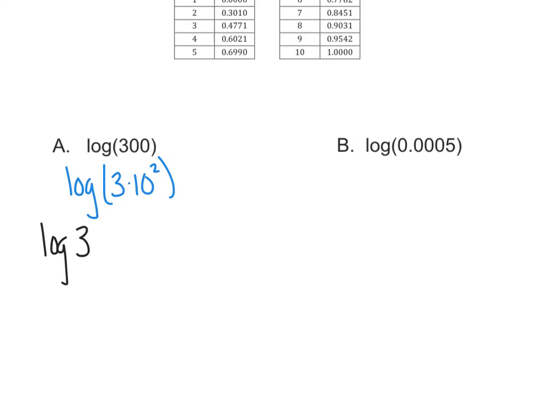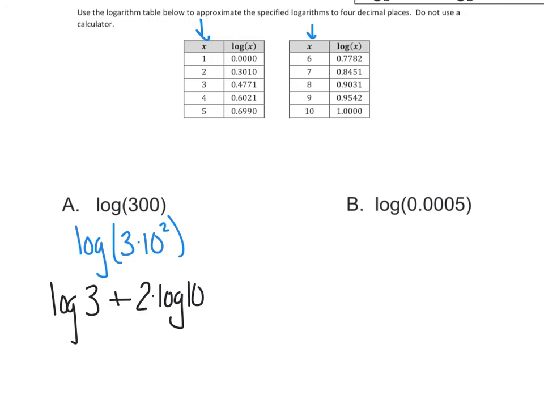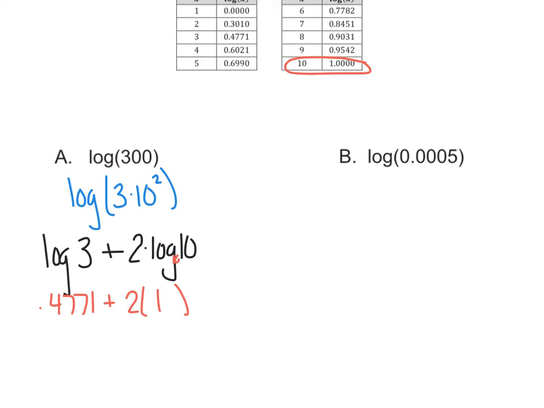Multiplication turns to addition, so that's log of 3 plus, this is really the log of 10 squared, and the exponent always comes in front. So 2 times the log of 10. So again, you're just going to use your table now. It's pretty straightforward. Log of 3. So I go to x equals 3, log of 3, plug it in. 0.4771 plus 2 times the log of 10. Well, you actually know that because the base is 10, and 10 to the first is 10, and you can verify it from the table, is 1. So I would say that final answer is 2.4771. Okay, so we're just using a log table instead of a calculator.